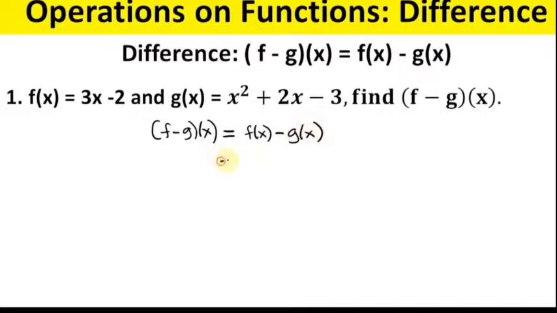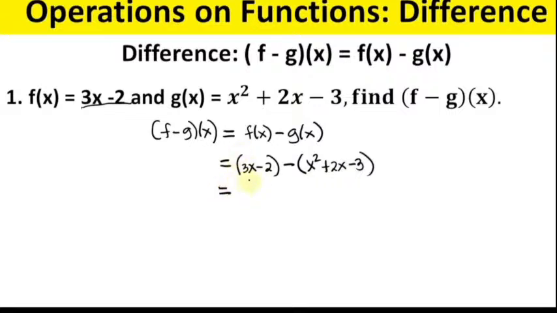Next, you need to substitute the value of f of x. What is the value of our f of x? That is 3x minus 2. So that is 3x minus 2, subtract the value of g of x, that is x squared plus 2x minus 3, then simplify.